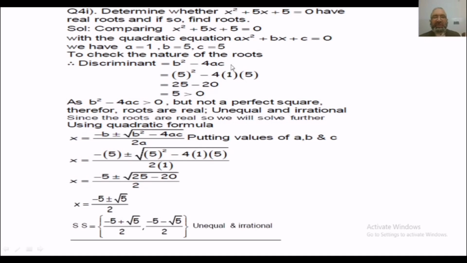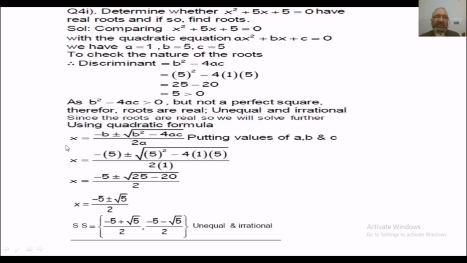That was without solving a quadratic equation. We find the condition, what type of roots this quadratic equation has. So without solving, by the discriminant, we found that the roots of the given equation are real, unequal and irrational. Now by practical solution, solving the given quadratic equation, we verify our answer, whether the roots are real, unequal and irrational.